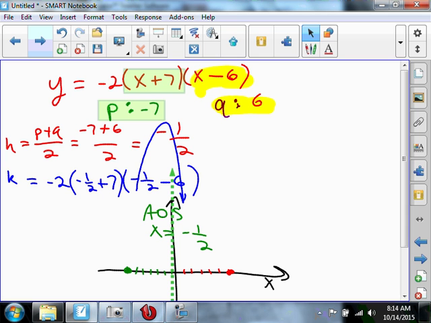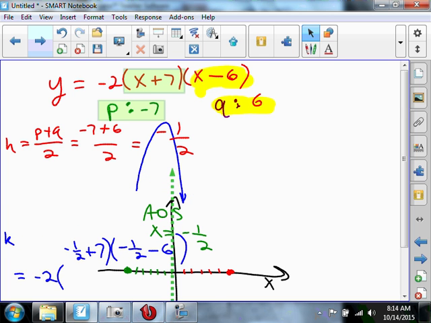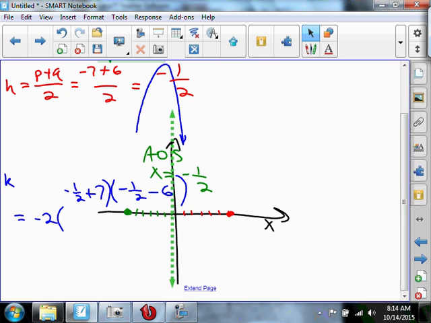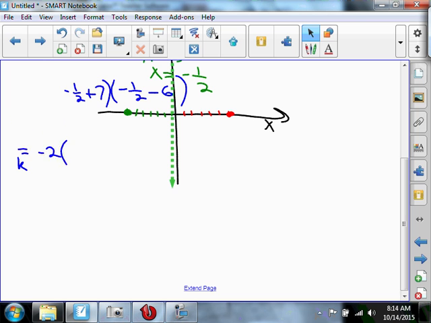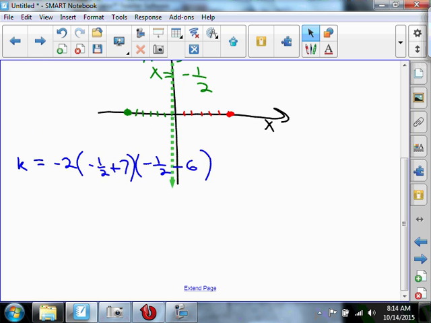Oh, no. Look at this. We've got to find K, and we've got to deal with these fractions. Oh, man. Better bust out the calculator? No. We didn't spend a week on fractions for nothing.